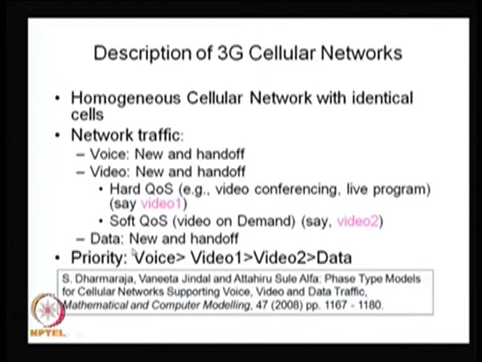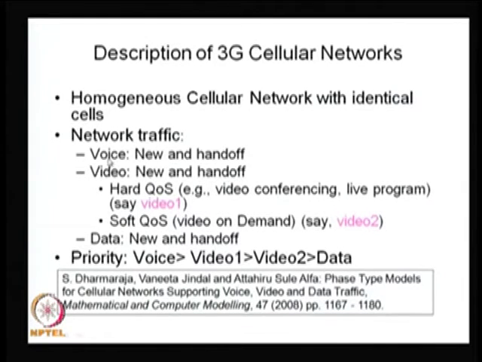So, here the priority is: the voice calls are the highest priority, then the video 1 call, then video 2, then the data. The way we have discussed the 2G cellular networks, we are extending the same idea into 3G wireless networks with the three types of calls with this priority, and the priority is taken care of with the fixed guard channel policy. Earlier we had only one voice type call, now we have three types of calls. Therefore, the reservation also changes accordingly.